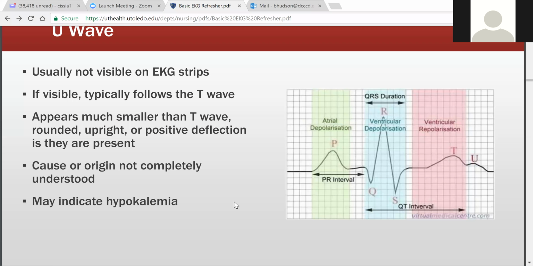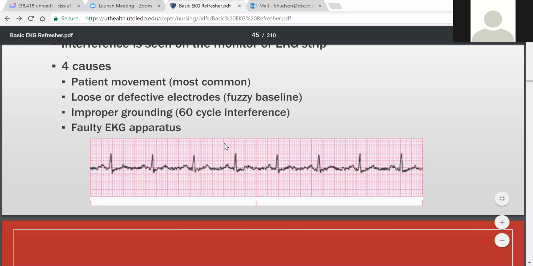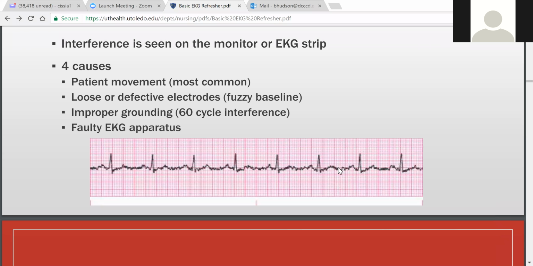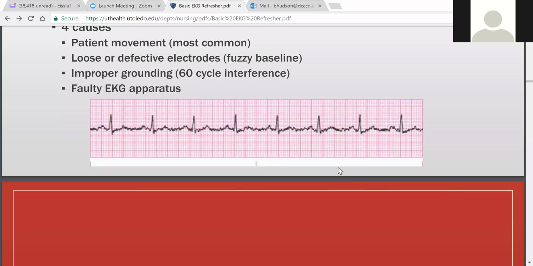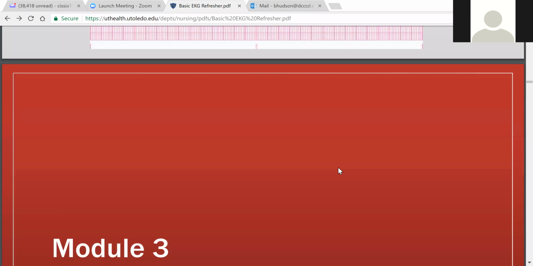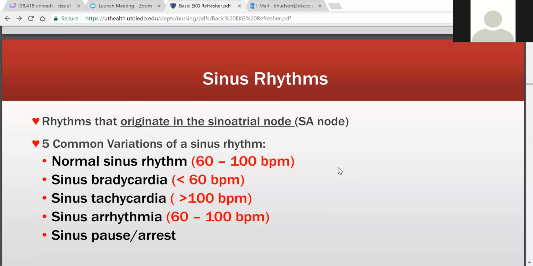All right, so I'm going to slide on down. A lot of this could be patient movement. The leads may not be on really well, may not be grounded really well, but this is called artifact. So it doesn't mean that the patient has atrial fib. This means that the patient's moving around, or if there's some other abnormality. So check your equipment. Well, check your patient too.